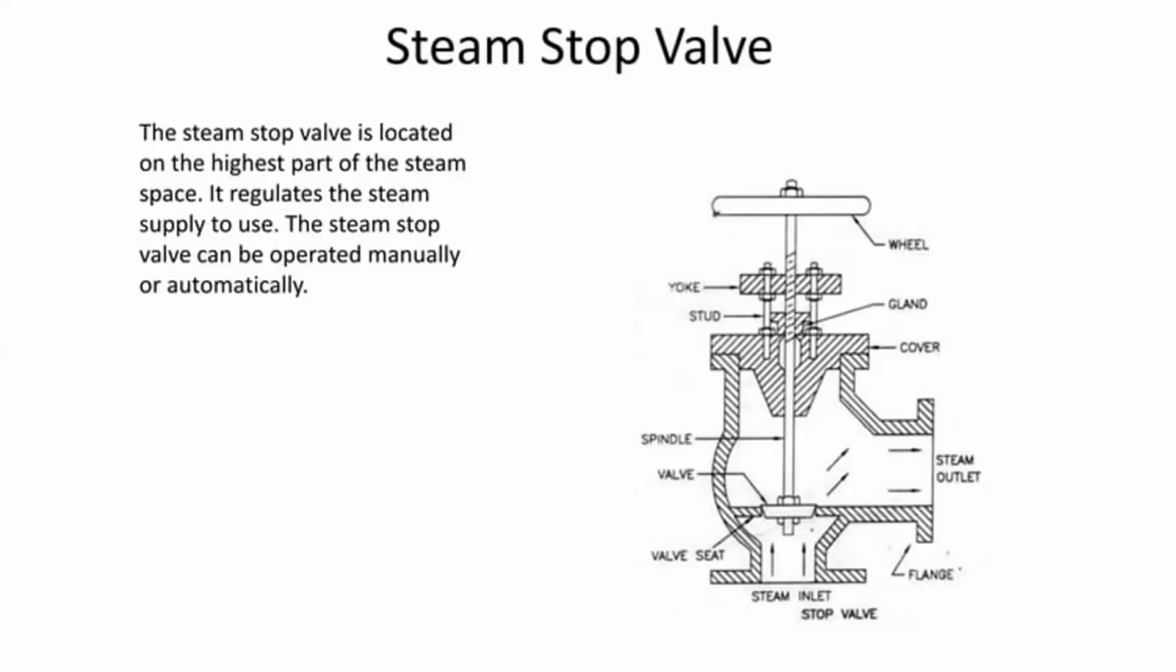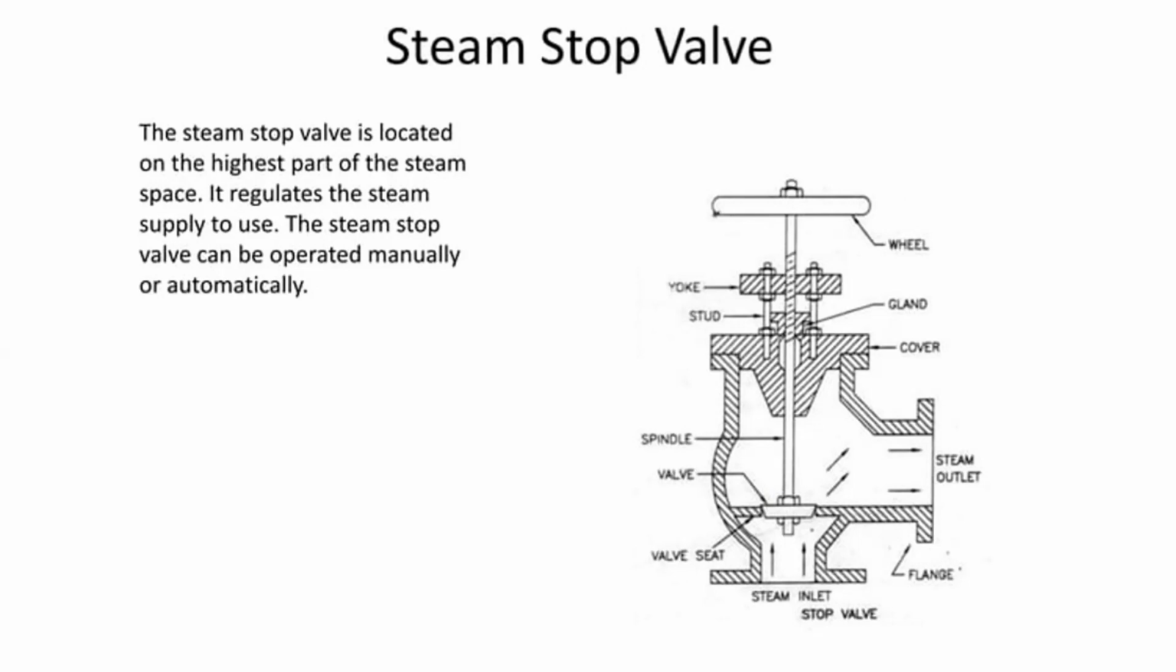And steam stop valve. It is located at the highest part on the top of your boiler shell and it regulates the steam supply to the use. And the steam stop valve can be operated manually or automatically, right? So once the steam is generated, if you want to let the steam go out, you need to open this valve, or if you want to close it for some time, you need to stop this. That's why it is called steam stop valve, right?